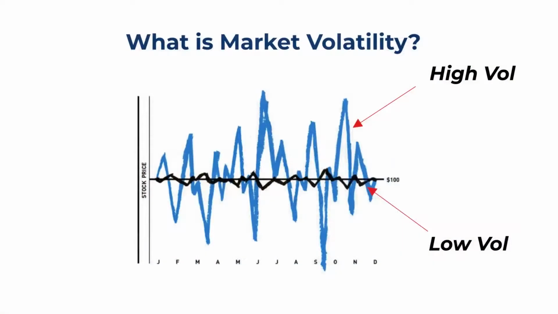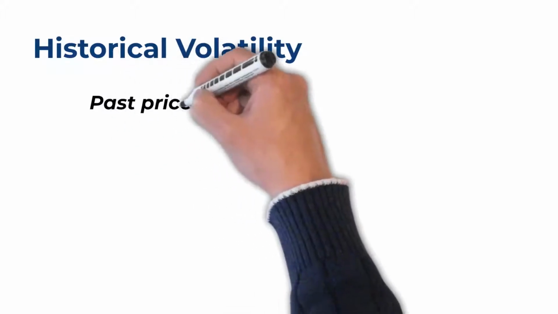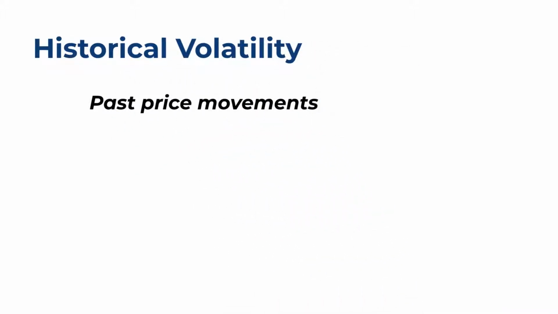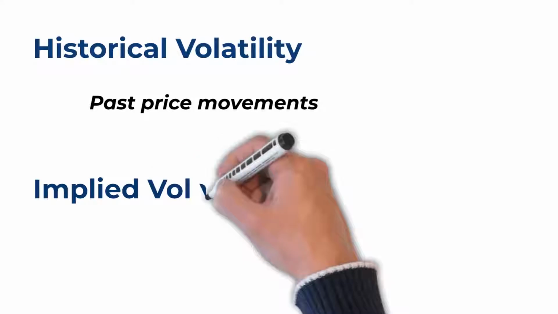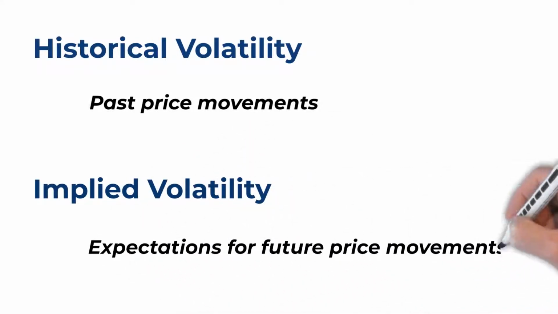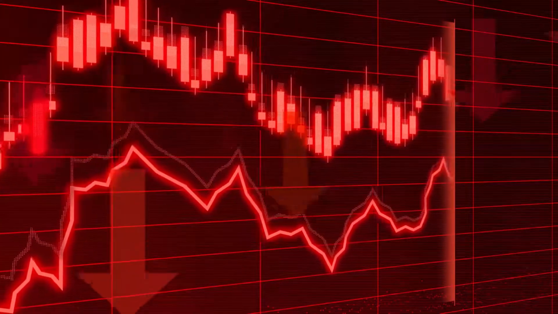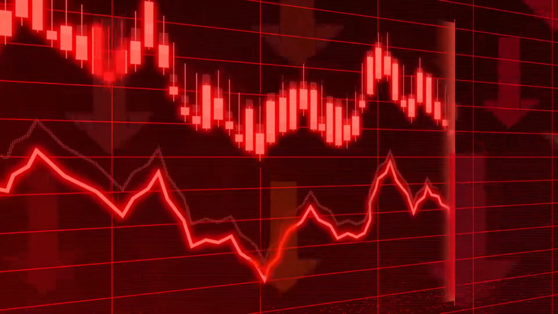There are two types of volatility: historical and implied. Historical volatility looks at past price movements to calculate how much the security has fluctuated. Implied volatility looks at the market's expectations for future price movements. It's based on the price of the options contracts for the security. High volatility means that a security's price is moving up and down rapidly. It's considered riskier than low volatility securities. As options sellers, high volatility is our friend.